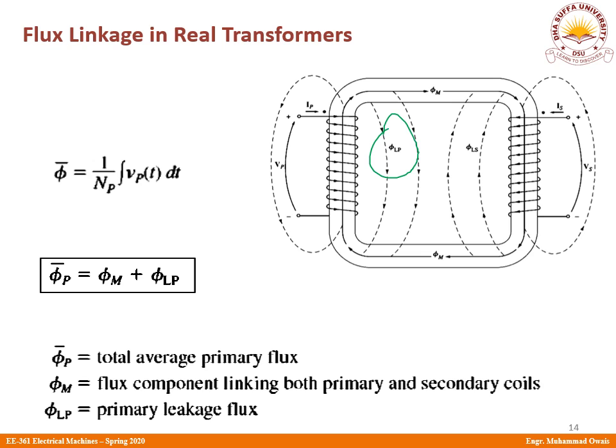This is the flux. This is the flux which will not link with the secondary, but this will travel via air. So this is represented as loss. This is the flux component which we call primary leakage flux. Primary means some flux has leaked and radiated into the air, okay? So the part that has linked with the secondary is this flux φM. It has linked with the secondary. It is the flux component which has been linked with both primary and secondary coils.